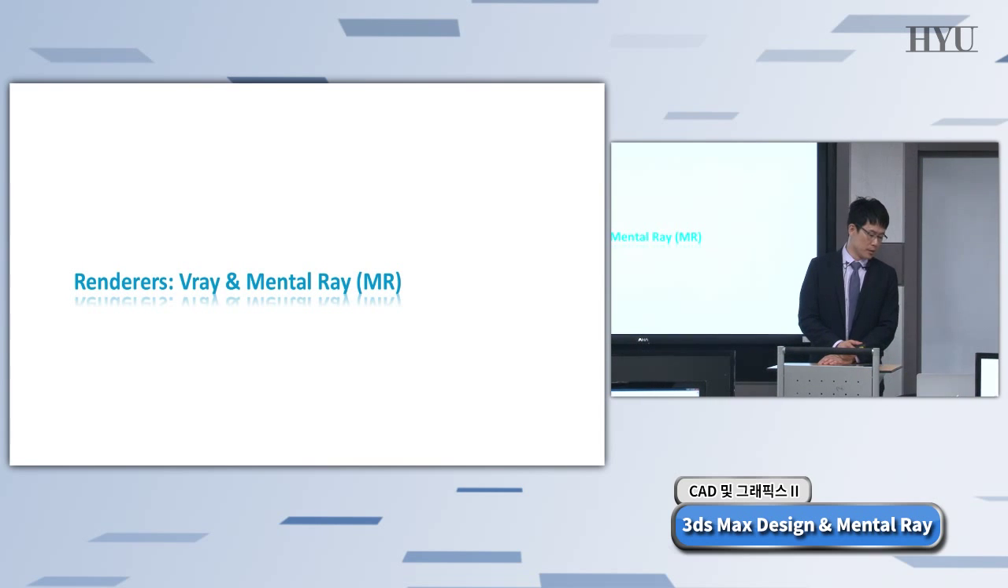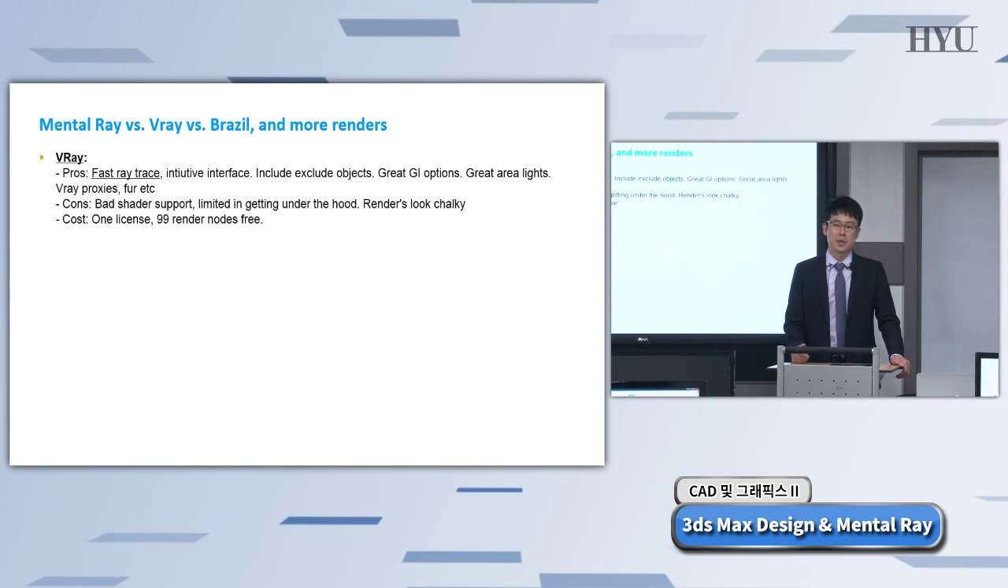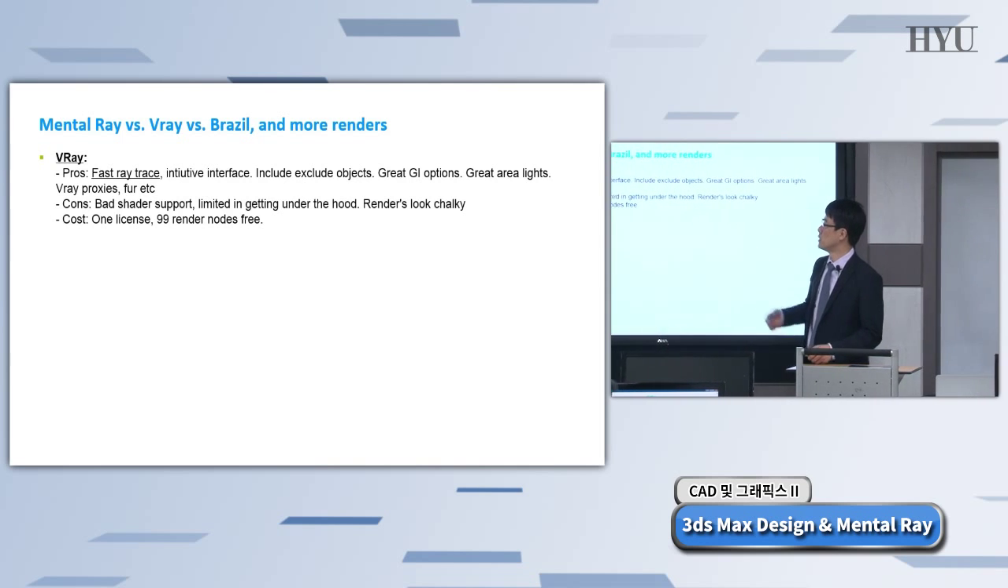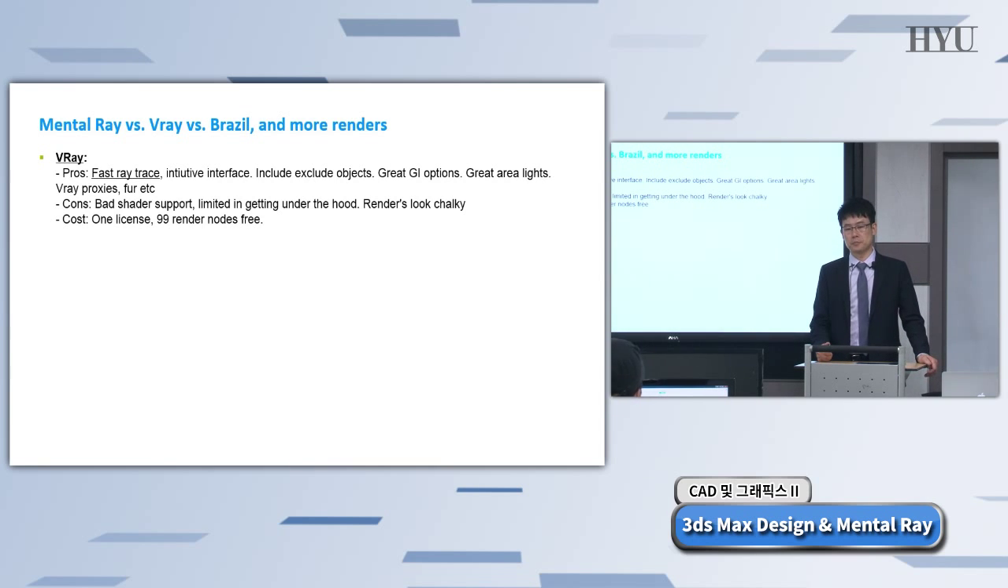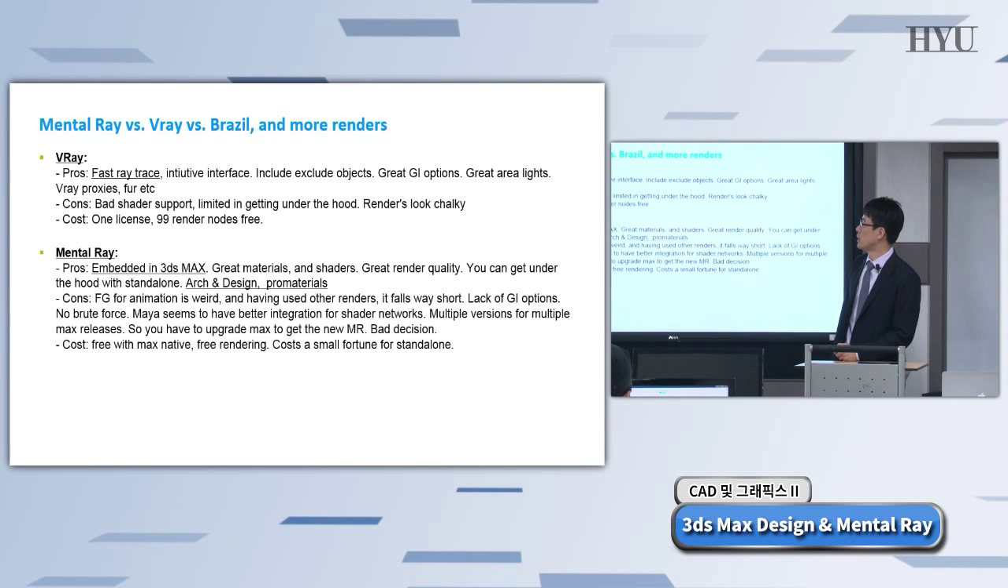We are now going to review some renderers, okay? In a comparison between V-Ray and mental ray, okay? So-called MR, mental ray. So let's take a look at some pros and cons. Sometimes people believe V-Ray has very fast ray trace. In other words, it has comparatively fast render speed. That's the pros of V-Ray. But sometimes some bad shader support and so on. These are some general comparisons between V-Ray and mental ray.